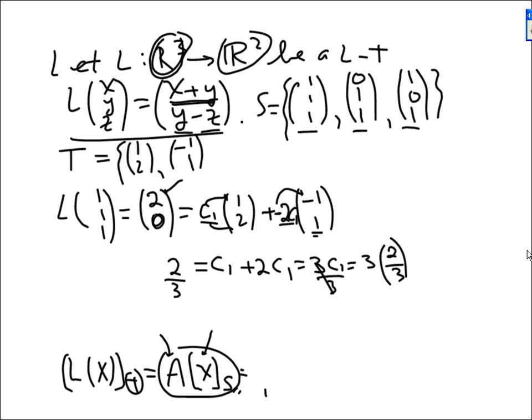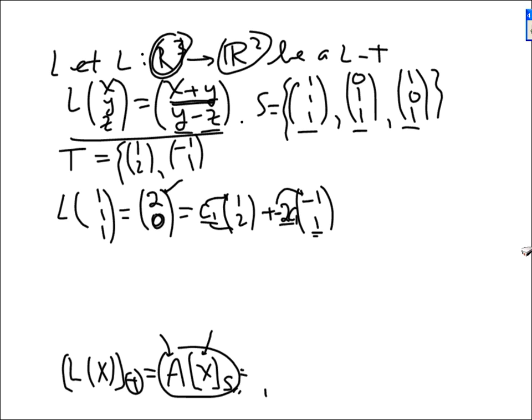That's slick. C1 is 2/3, and the other scalar is negative 2 times C1, which is negative 4/3. But if you didn't see that, reduce. 1, 2 is this vector, and then you write down that vector, negative 1, 1, and you want to get 2, 0.